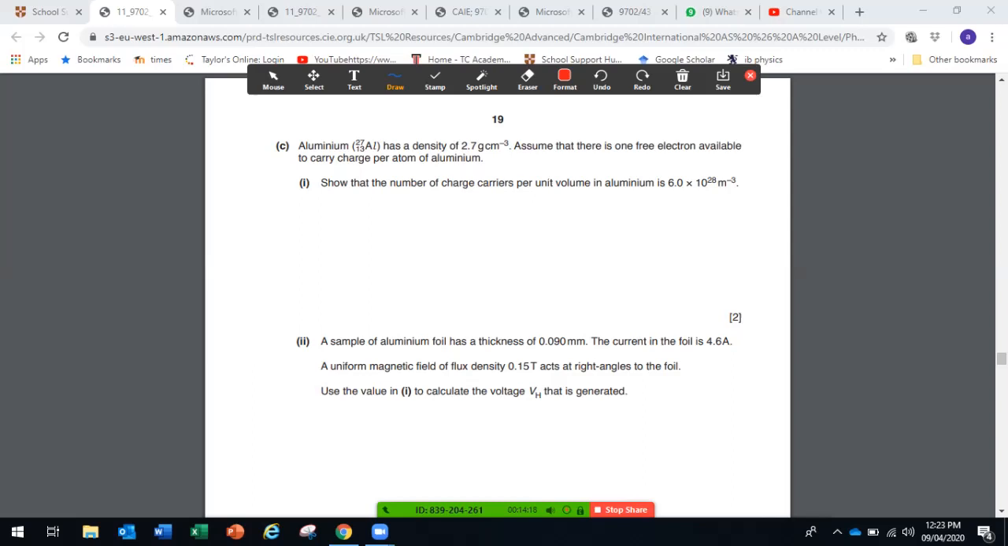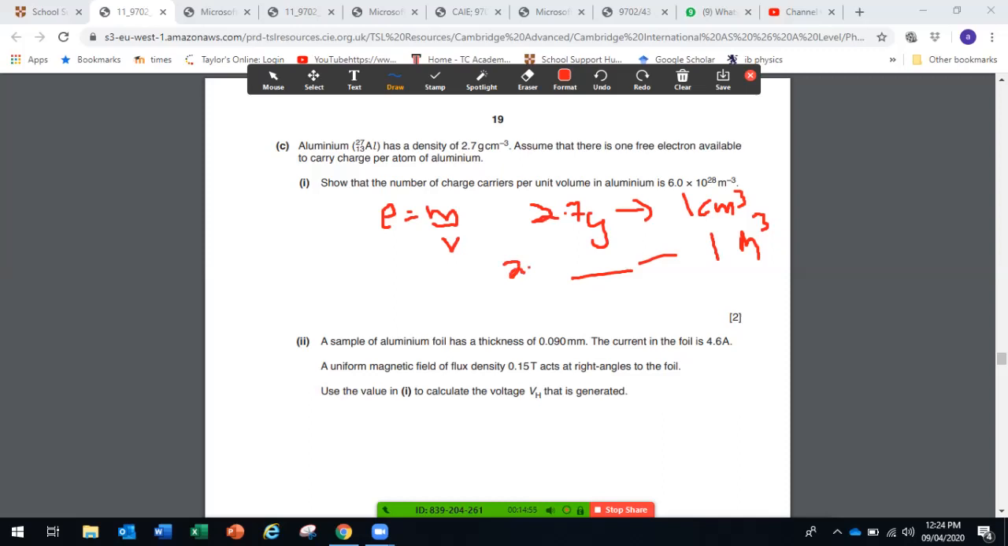So per unit volume. Yeah. So this, you know the density already. Density is mass over volume. You need to find how many atoms in 1 meter cube. We need to get the moles, sir. You see, 2.7 gram is for 1 centimeter cube of volume. How many gram for 1 meter cube? Find that first.